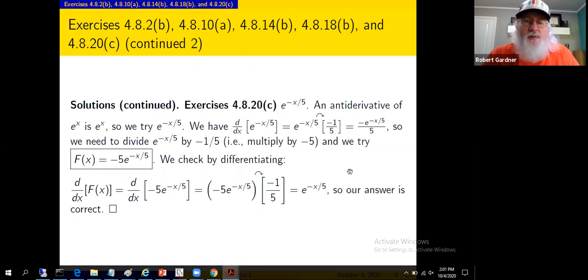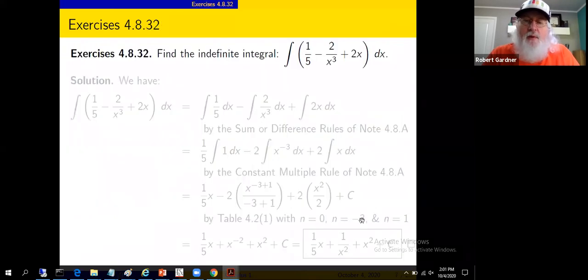We'll run across some tangent squared stuff here shortly. It'll involve a trig identity and some trigs. All right, so let's now appeal to the table. Let's do these a little bit more organized. Find the indefinite integral of 1/5 minus 2 over x cubed plus 2x.